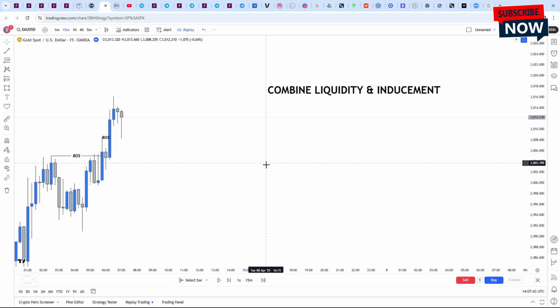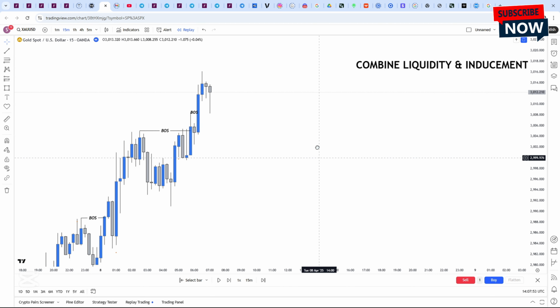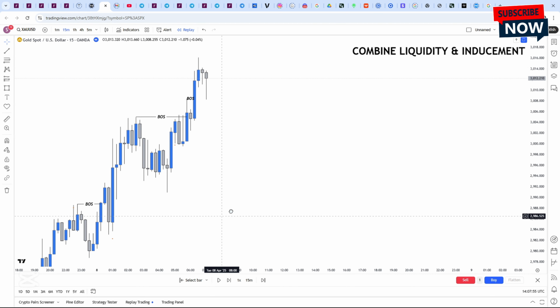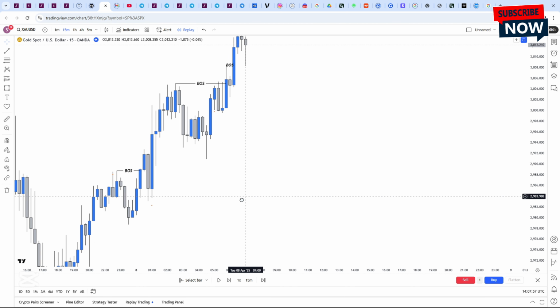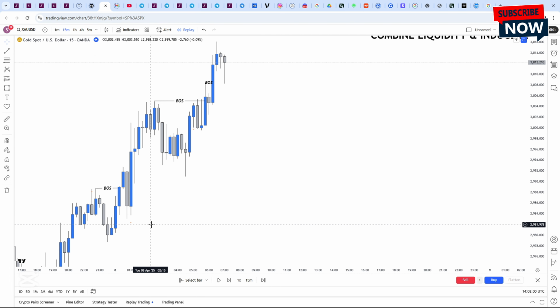So before we go that deep, let's first come back to what brought us here today, and then we learn more about how to combine liquidity and inducement, guys. Firstly, we are looking at this chart. It's a gold chart, 15 minutes chart, and we are seeing that this market has been in an uptrending move, or an uptrending mode.